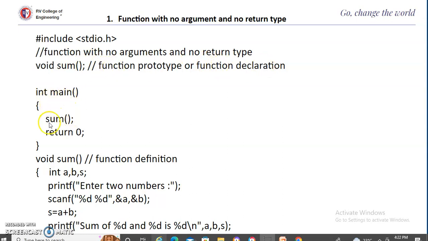And inside the main, it is just calling the function by writing the function name with the opening and closing bracket. And when sum is called, the control will be transferred to the body of the function. Here you can observe that the local variables a, b, c of integer are declared, and you are going to read a and b and perform the sum of a and b, store the result in s and print the value of the sum, and at the end return semicolon.